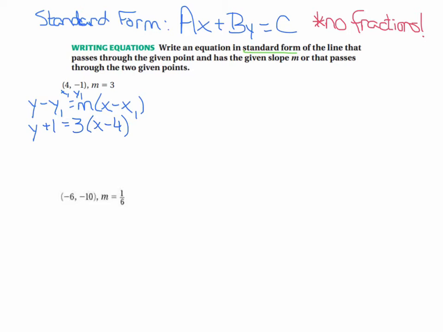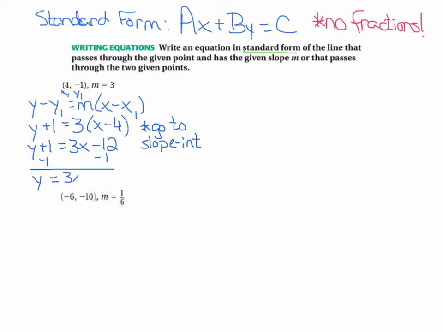Now, we're going to start from there, and the next thing we're going to do is put it in slope-intercept form, okay? So I want you to take this and go to slope-intercept form, which means we have to isolate y. Well, we got to get rid of these parentheses. So I'm going to say y plus 1, I'm going to distribute my 3 and get 3x minus 12, right? Got rid of my parentheses. Now I'm going to subtract 1 from both sides, and I get y equals 3x minus 13. I'm in slope-intercept form. Woohoo!